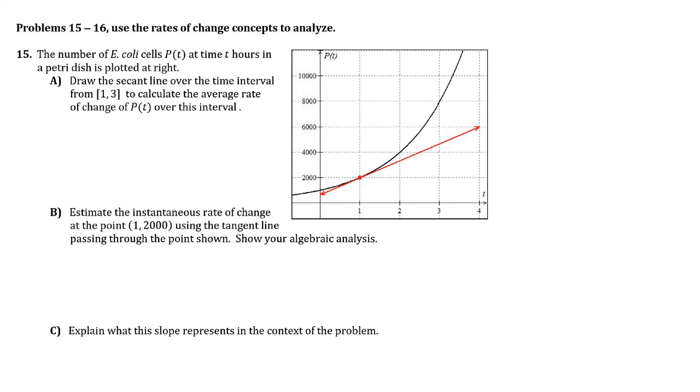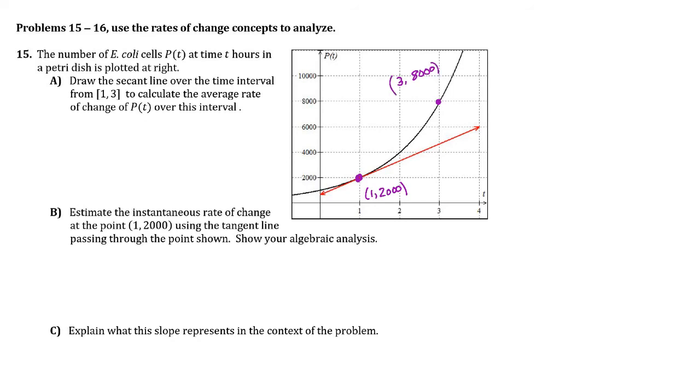coli cells, P at T, at time T hours in a petri dish is plotted to the right. So now we know what that graph is. In the first part, A, it tells us to draw a secant line over the time interval from 1 to 3. So notice we have the point 1, 2000. And at 3, we have the point 3, 8,000.